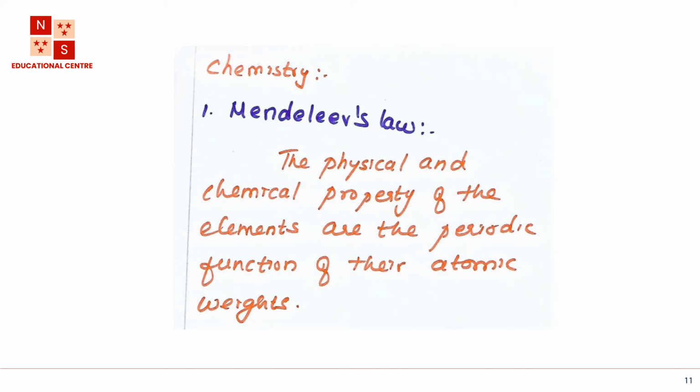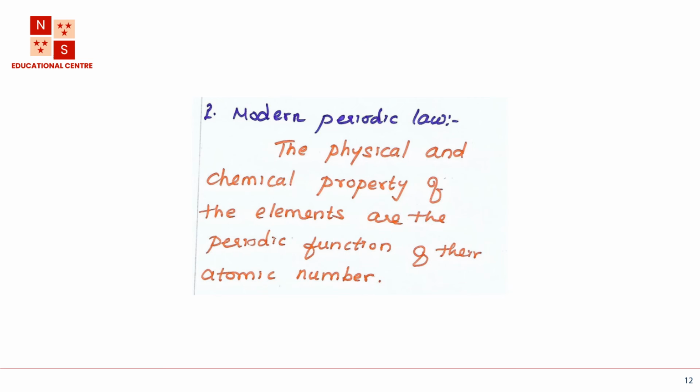Next, for chemistry. Mendeleev's law states that the physical and chemical properties of the elements are periodic functions of their atomic weight. When the elements are arranged in increasing order, they are arranged according to their atomic weight. And what is the modern periodic law? The modern periodic law states that the elements are arranged in increasing order of their atomic number.